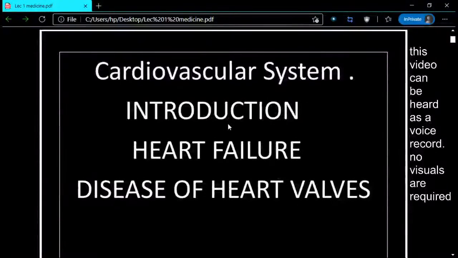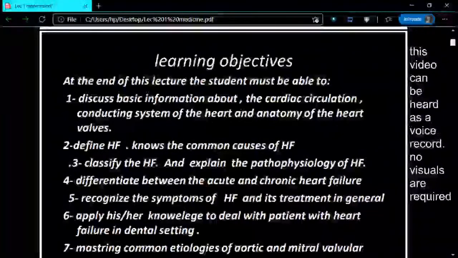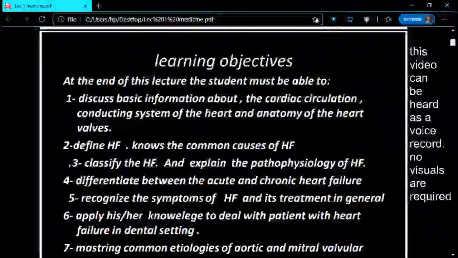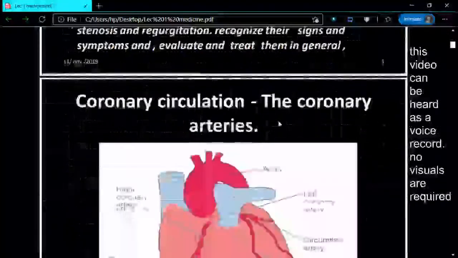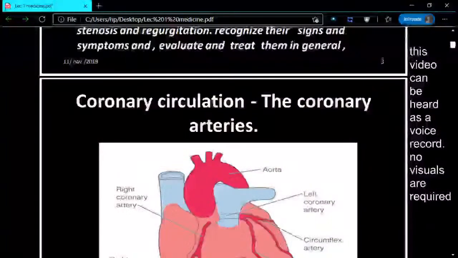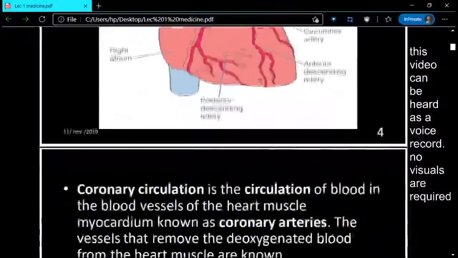It's all about the cardiovascular system. This is the 4th video we are making about this subject: cardiovascular introduction, heart failure, diseases of heart valves. There are some learning objectives. At the end of this lecture, the student must be able to discuss, and we have said all of this in the previous video. Let's jump right into the next page.